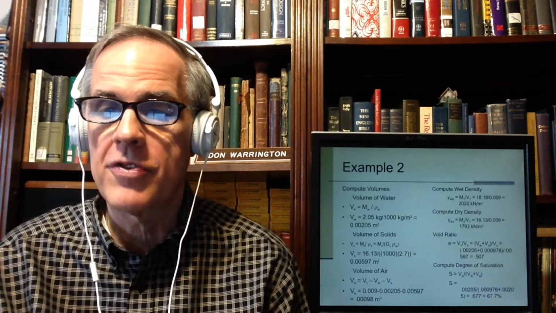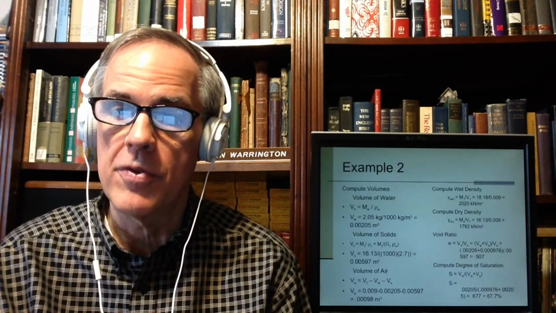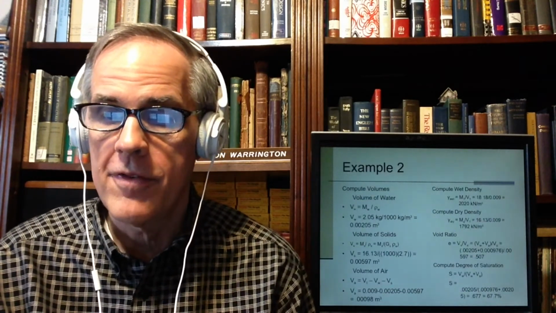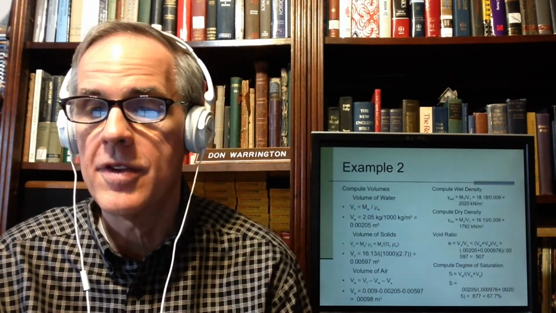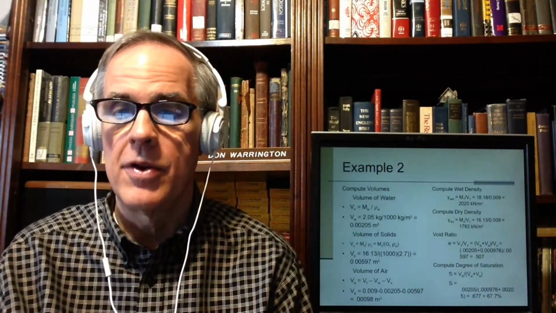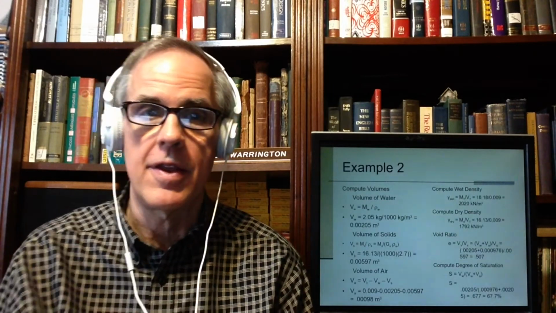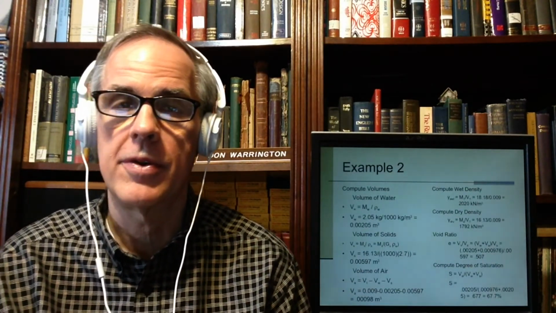And the degree of saturation is equal to the volume of the water over the volume of the water plus the volume of the air. If VA is 0, S is equal to 1 or 100%. In this case, we know the volume of the water, we know the volume of the air, and we just divide those out using this formula, and we get 67.7%. And that's how we do that.